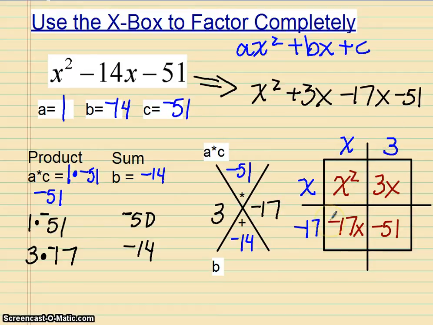Then we want to be sure we're right. x times x is x squared. Yes. x times 3 is 3x. Yes. Negative 17 times x is negative 17x. Negative 17 times 3 is negative 51. Good. And so my answer is x minus 17 and x plus 3.